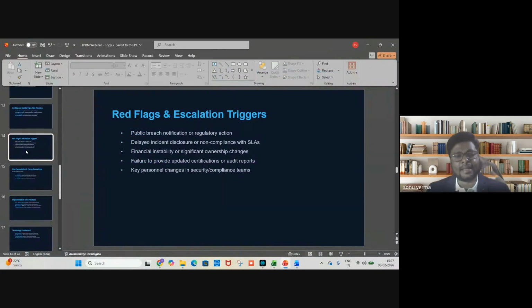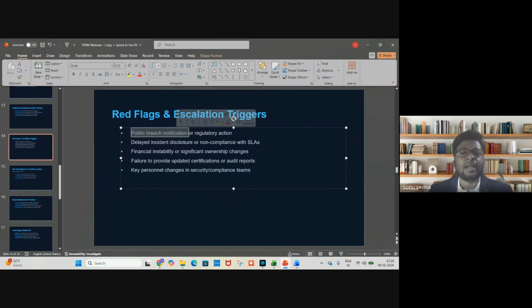Now, red flags and escalation: public breach, notification, and regulatory action. We need to tell them that in case of any breach, what are the notifications. If they find that their data, CyberTouch data, has been breached, they need to inform us within 72 hours if this data breach has taken place because of the insider threat, and what are the regulatory actions that we need to take. So we need to bind them through the legal obligation in the contract.